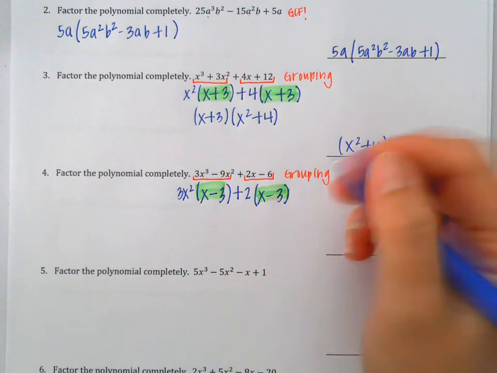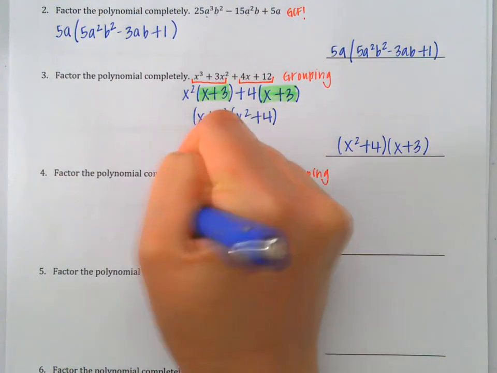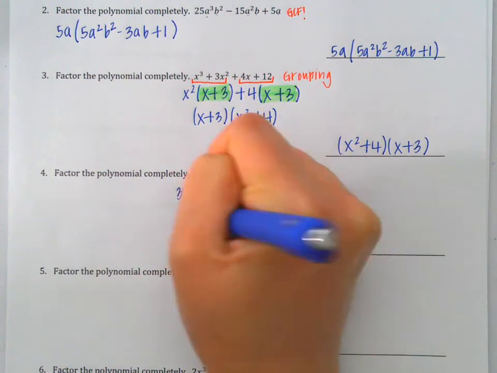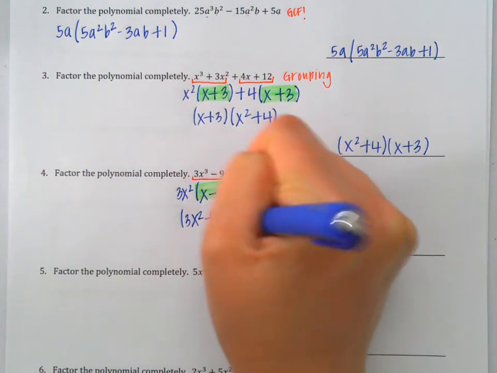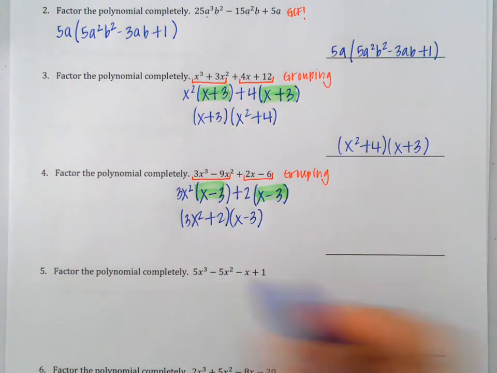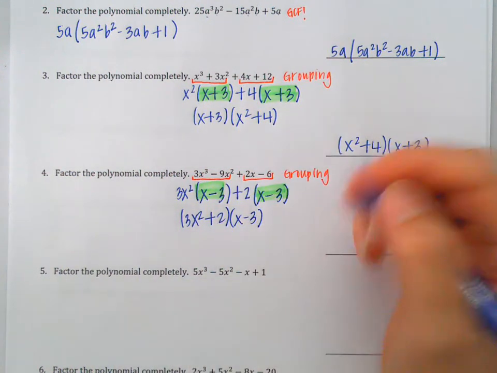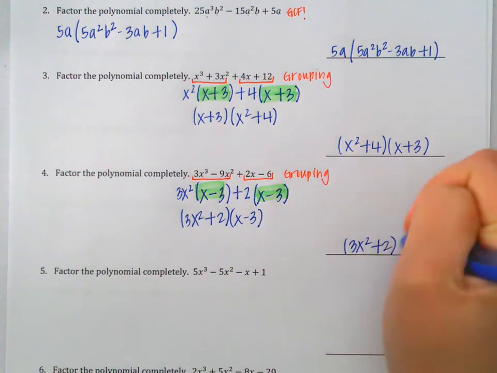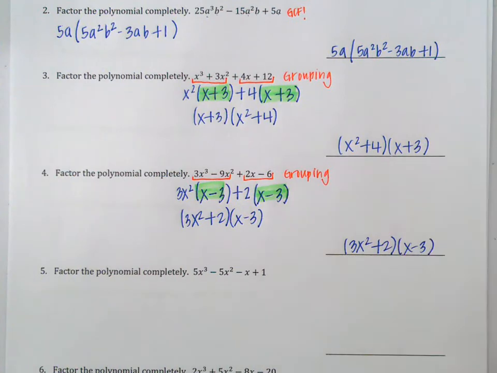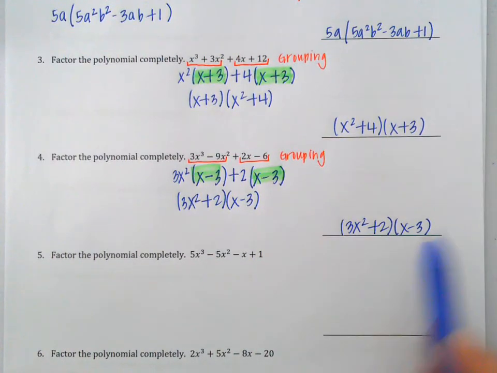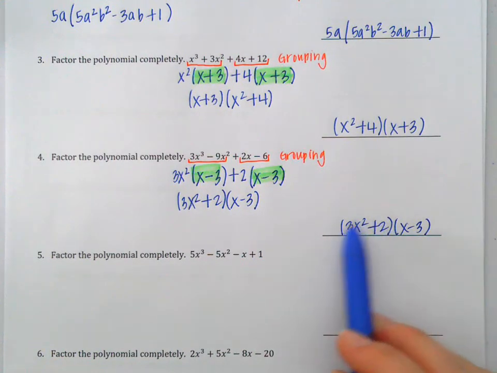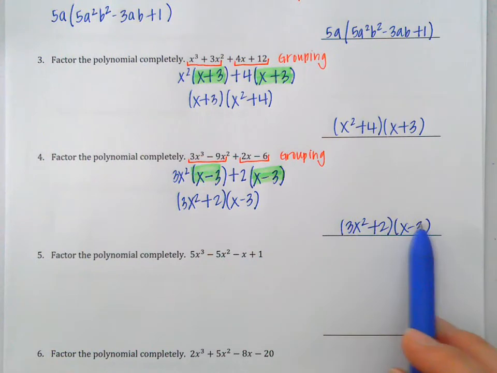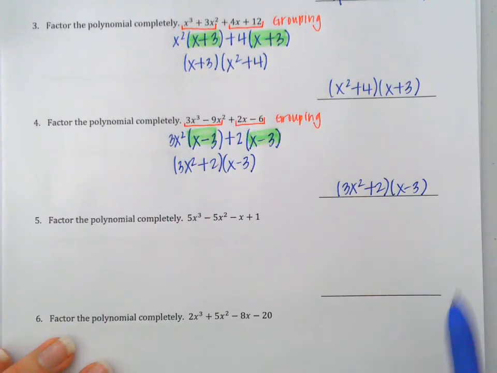My final answer is going to be 3x squared plus 2 times x minus 3. And again, it doesn't matter what order you write those in, as long as the order inside the parentheses stays the same. So like this parentheses, this whole thing could be here, but you can't flip-flop the order of what's in the parentheses.